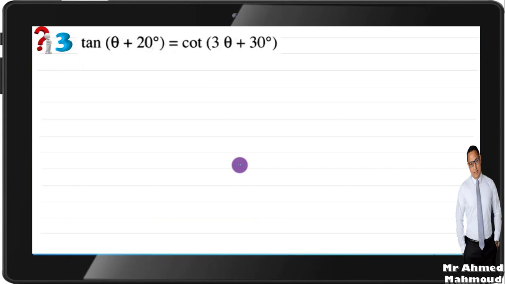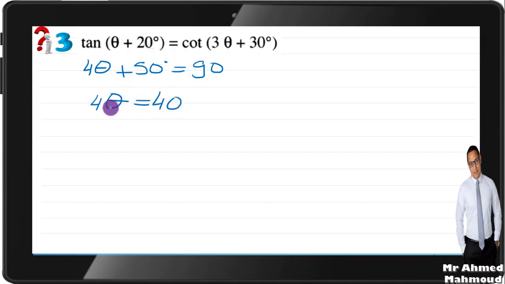Tan theta plus 20 equals cotan 3 theta plus 30. When tan and cotan are equal, then the sum equals 90. So, theta plus 3 theta equals 4 theta. 20 plus 30 equals 50, equals 90. Send 50 there as minus, it will be 40. Then 4 theta equals 40. Send 4 as divided, then theta equals 40 divided by 4 equals 10 degrees.